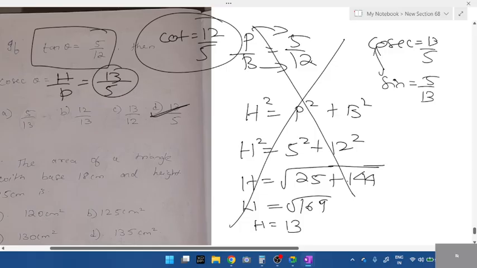But from tan, you can't directly find cosec. There is no direct relation, so you have to use the formula: hypotenuse square is equal to perpendicular square plus base square.